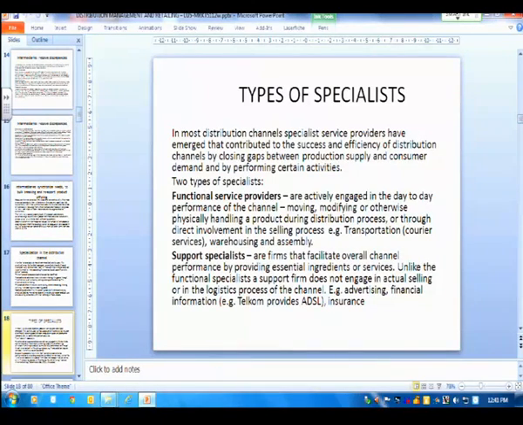The second one is support specialists. These are firms that facilitate overall channel performance by providing essential ingredients or services. Unlike the functional specialists, a support firm does not engage in actual selling or in the logistics process of the channel. For example, advertising, financial information. If we look at organizations like Telkom, it provides ADSL and insurance.